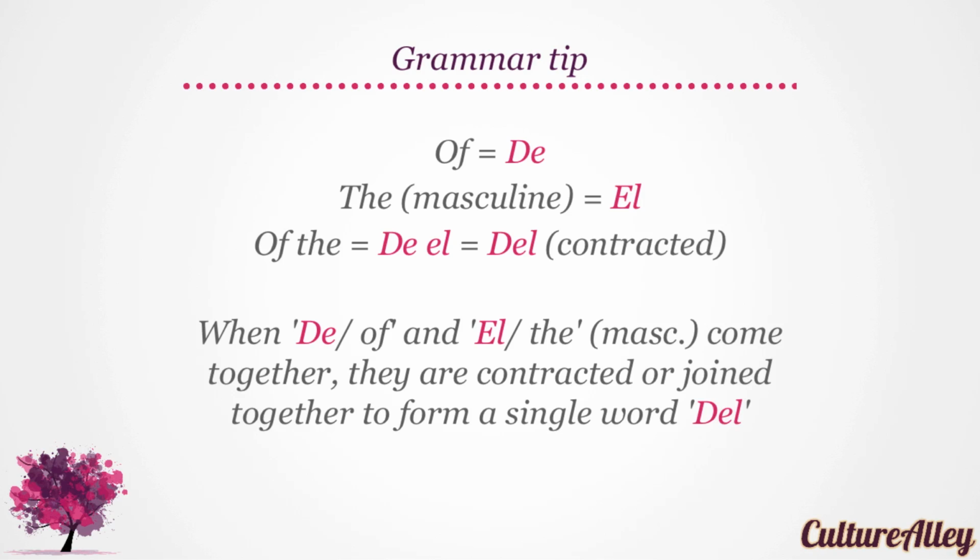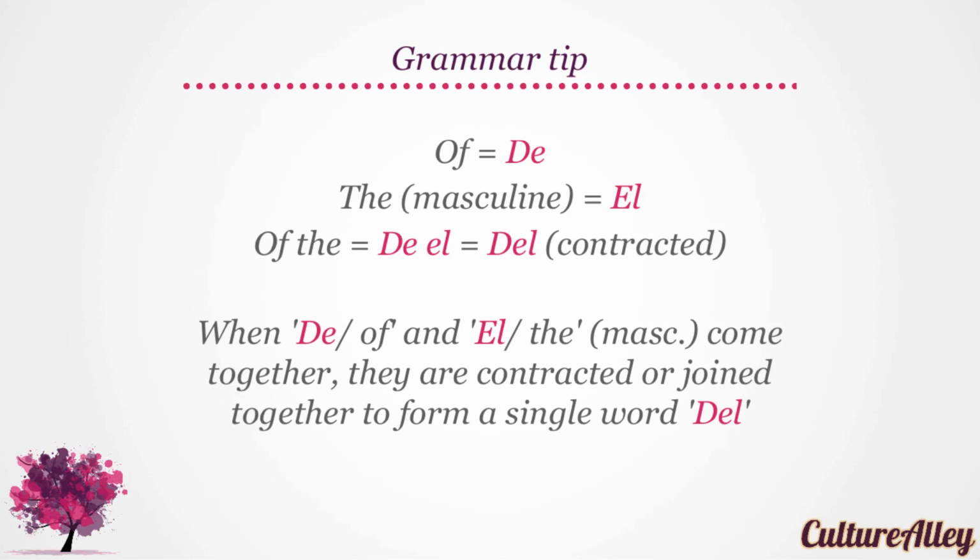Of translates to de. Masculine form of the is translated as el. So, of the together become de el, which changes to del when contracted. When de or of and el or masculine the come together, they are contracted or joined together to form a single word, del. Try that, please.